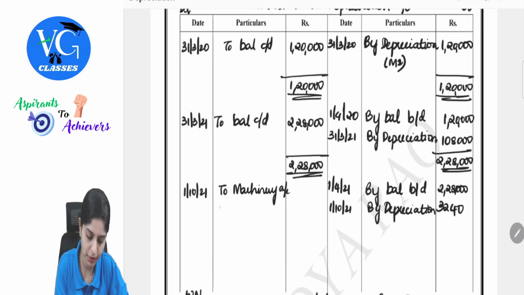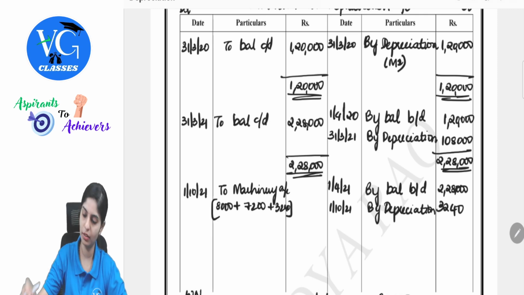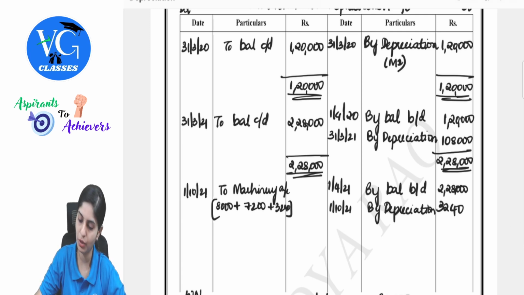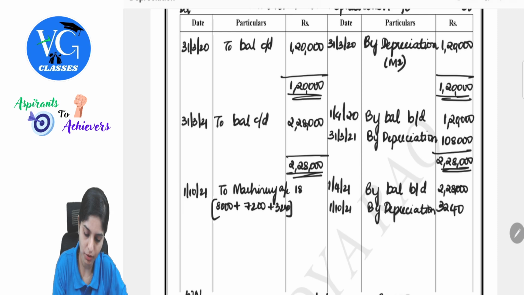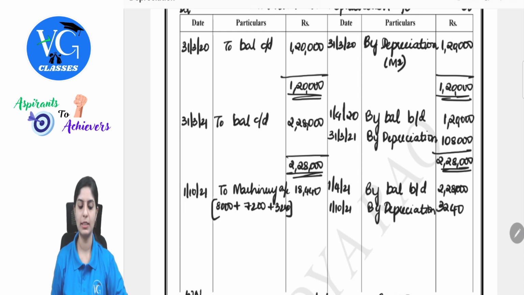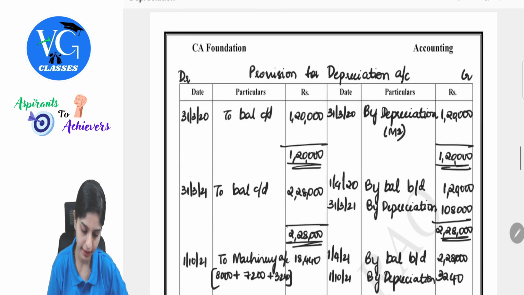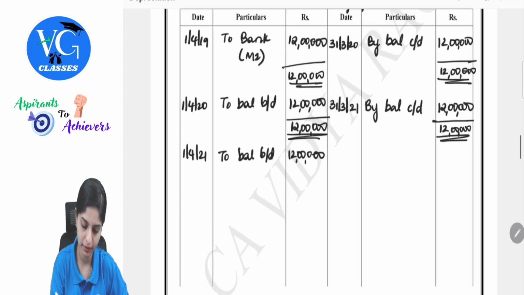On 80,000, first year we had taken 8,000. Remember, second year 7,200 and third year 3240. Third year in the sense partial. 8,000 plus 7,200 plus 3240. This is 18,440. Since we have taken it here, we will record this in the asset account.